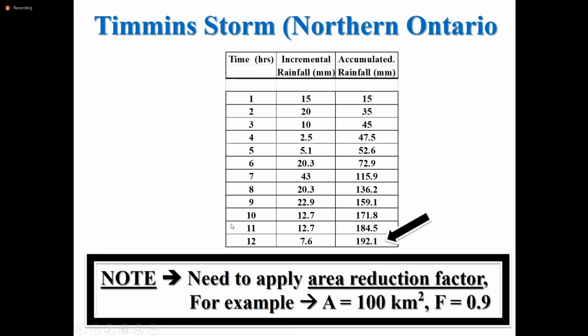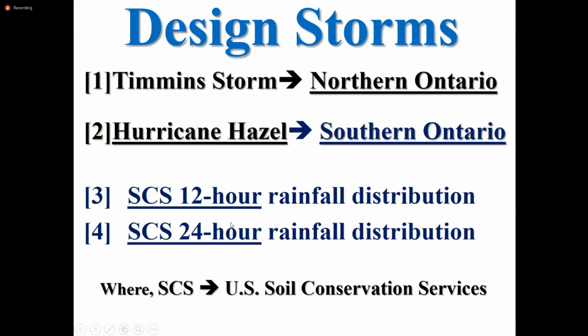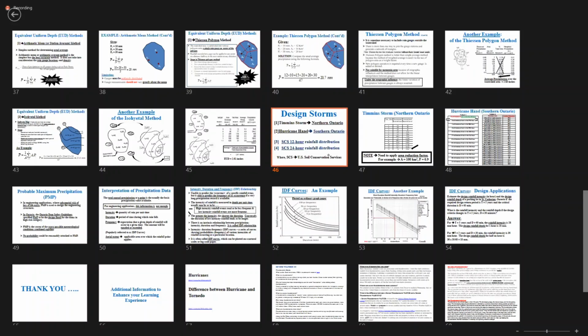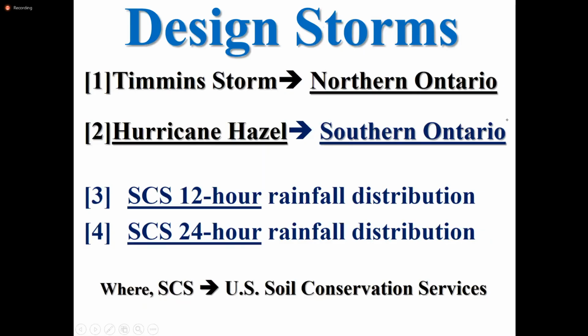Now, for doing our work, there are already some storms given by the government. Suppose we are working in northern Ontario. Then there is something called Timmins storm. If you are designing peak flow, you must design for Timmins storm. You cannot use any other storm because such a storm can happen. If you are designing your culvert or your bridge for 50 year or 100 year or more, you are bound by law to use the Timmins storm on the books.